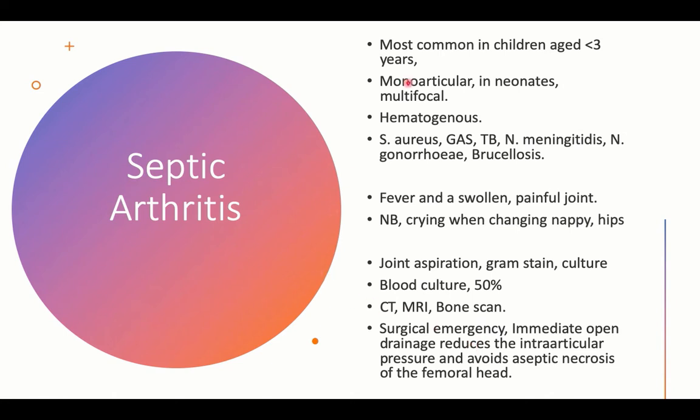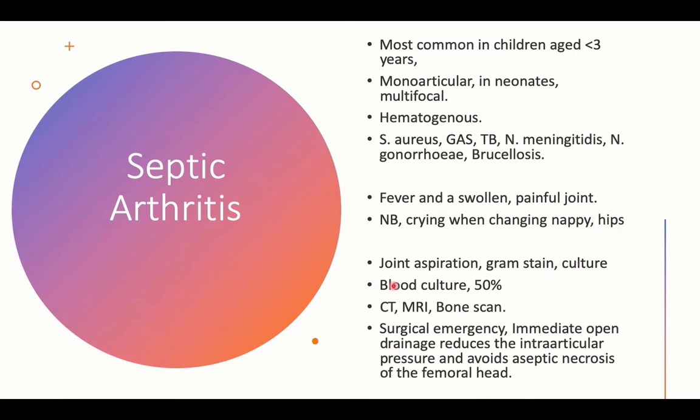About septic arthritis, which is most common in children less than 3 years of age, can be monoarticular. In neonates can be multi-articular due to hematogenous spread most commonly. Most common organism is Staph aureus, group A streptococci, tuberculosis, Neisseria meningitidis, and gonorrhea, and brucellosis also can present with septic arthritis. Presentation with high-grade fever, swollen joints, painful, with tenderness, with erythema, limitation of movements, very important. A newborn can present with crying when changing the nappy due to inflammation or infection in the hip joints.